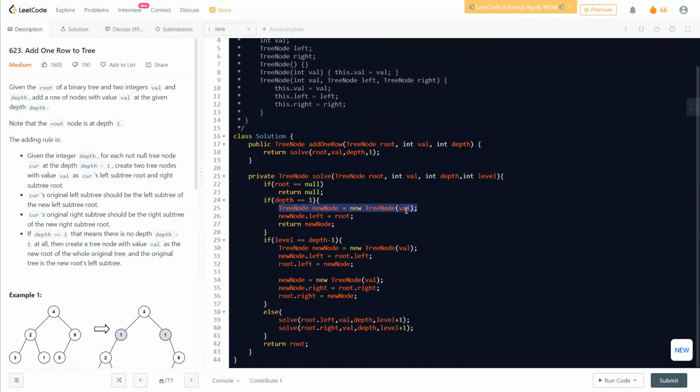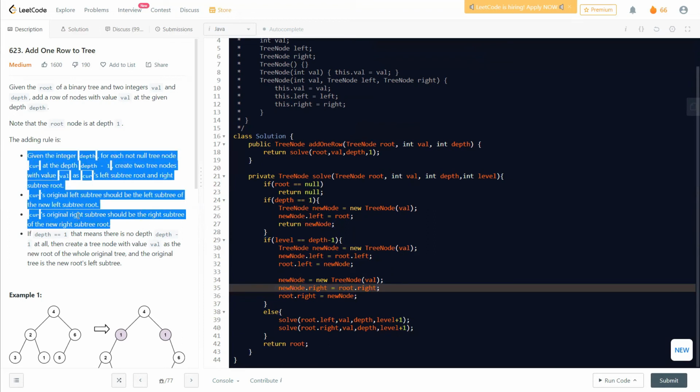So we just created a new node with the val. And now the new node's left is our root given to us. And then we return the new node. So that's done. We just returned it out of the box. Next, we went ahead with the next case, that is if the level is depth minus 1. That is a case given to us over here.